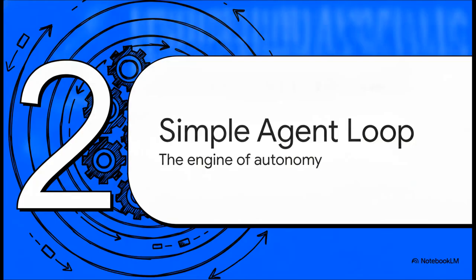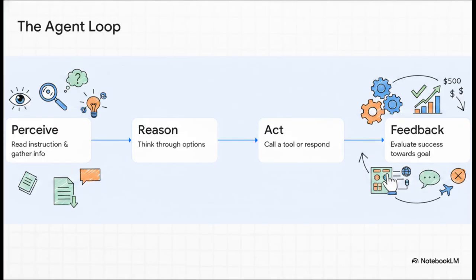Moving on to Section 2, the simple agent loop. This is the engine of autonomy. Okay, so every single autonomous agent operates on this core 4-step loop. First stop is perceive. The agent reads your instruction and gathers context. Second, reason. It actually thinks through its options and decides what to do next. Third, act. It pulls the trigger and executes an action like calling a web search tool.